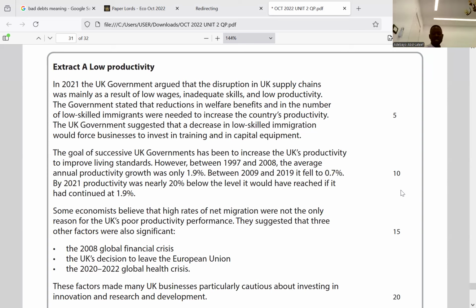Now, the question is, they said the government stated that reductions in welfare benefits and in the number of low-skilled immigrants are needed to increase the country's productivity. That's what is being said.